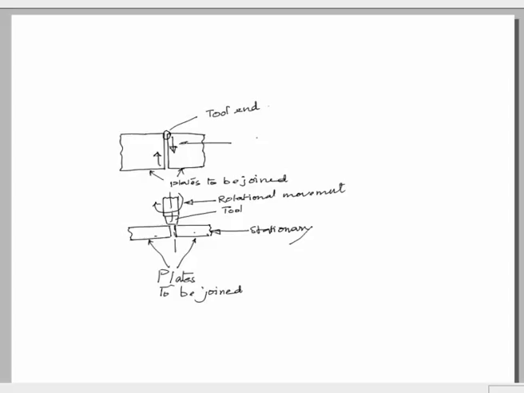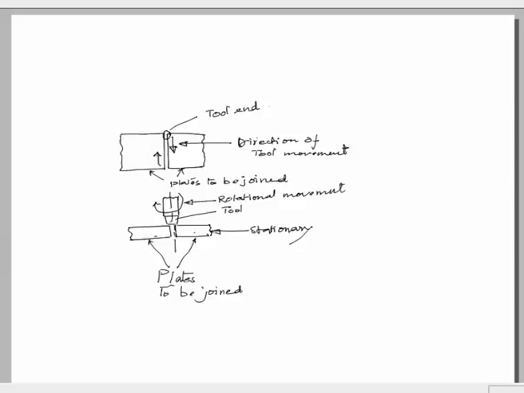So this is the direction of tool movement. Of course, I am talking about the relative movement, so it is not necessary that only the tool should be moved. We can make arrangements so that both the plates can also be moved, but the movement has to be an integrated movement of both the tool and the plates.